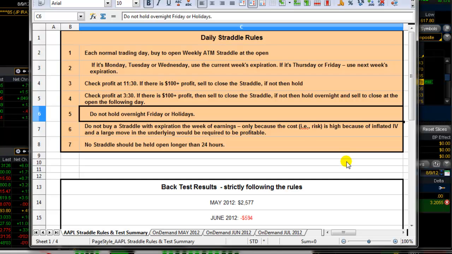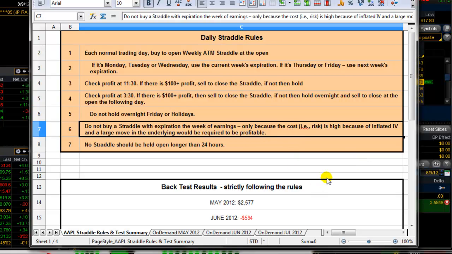However, there's one little modification to that rule. Do not hold overnight Fridays or holidays. So for example, if you were to hold overnight on a Friday, you have Saturday and Sunday of time decay. That's going to really, really hurt, and the stock would have to gap considerably in order for you to even get close to breaking even. And if it's like a 3-day weekend with a holiday, or if it's just a holiday in the middle of the week, you don't want to hold the night before that either. So you want to get out at the end of the day if the next day is a Saturday or a holiday.